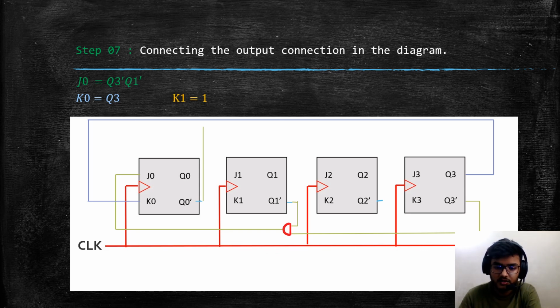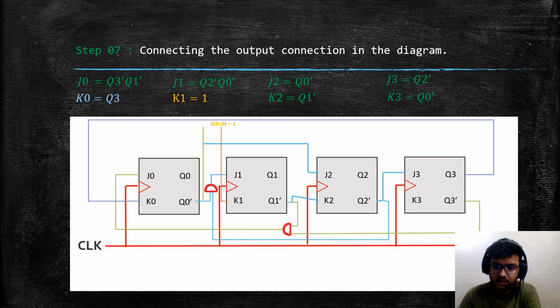Then K1 is equal to 1, and J1 is equal to Q2 prime, Q0 prime. Here again Q2 prime and Q0 prime are connected with an AND gate, and then it is directly connected to J1. Then J2 is equal to Q0 prime, then K2 is equal to Q1 prime, then J3 is equal to Q2 prime, and lastly K3 is equal to Q0 prime. This is our final design of the synchronous binary irregular counter.